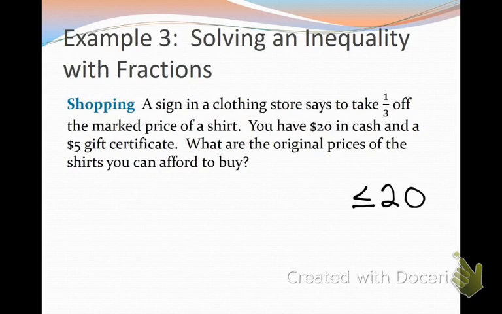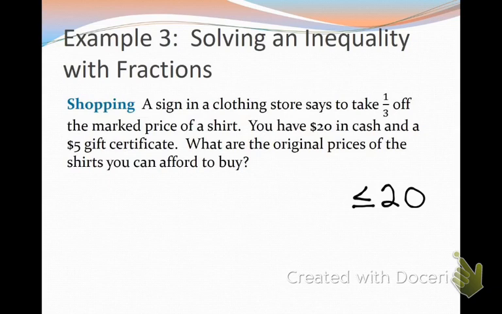Yes, you have $20, so it can be equal to. Okay, so that's the thought process you need to go through. Now we have the challenging part. It says, what are the original prices of the shirts you can afford to buy?